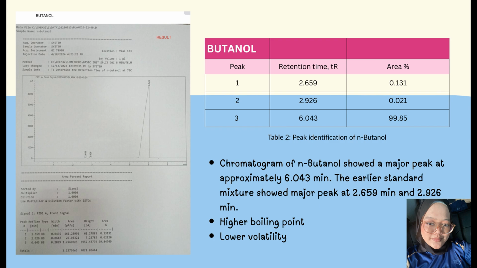Why does N-butanol elute at this specific time? When we compare this to our early standard mixtures, N-butanol has a significantly later retention time. This is primarily due to its physical properties. First, it has a higher boiling point compared to the early eluting compounds, and second, it has a lower volatility, meaning it spends more time interacting with the stationary phase inside the column rather than staying in the carrier gas. This result perfectly demonstrates how GC separates substances based on their boiling points and chemical affinity.